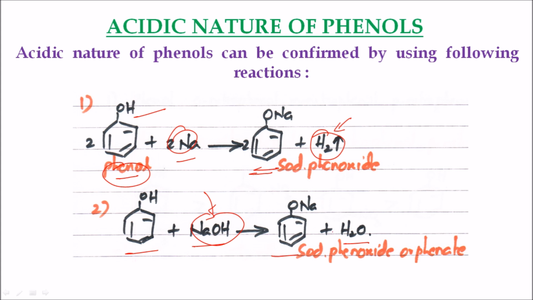If we are getting salt and water, the base must have reacted with an acid, right? So the phenol we are taking here has to be acidic in nature, then only it results in formation of salt and water. So this reaction also confirms phenol is acidic in nature. These two reactions confirm that phenol is acidic in nature. Let us go to the next part now.